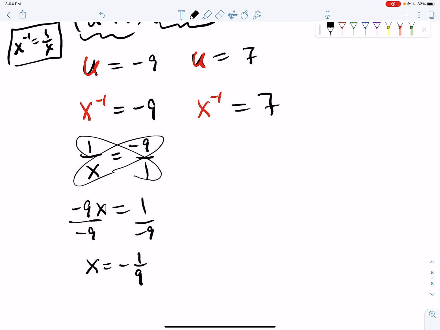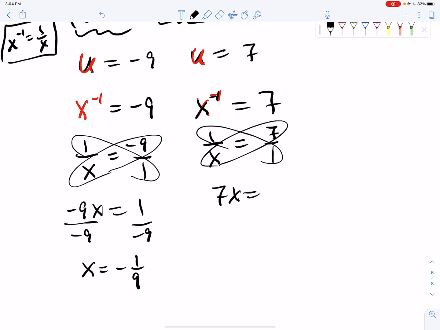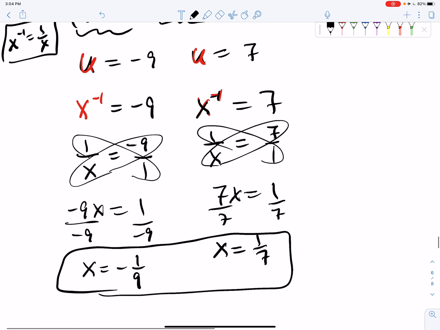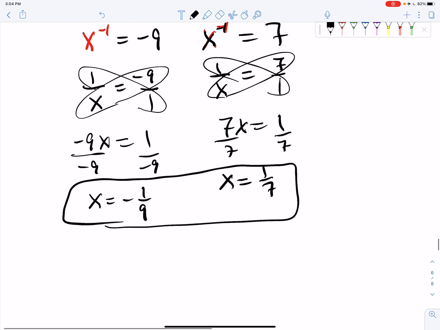Let's do it the same way both ways here. We know that x to the negative first is just 1 over x. I know 7 is 7 over 1, so I could just cross multiply, giving me 7x equals 1, divide by 7, and x equals 1/7. I didn't square both sides, so I don't really have to check, but checking if you have time is always a good idea. So I get two answers, x equals negative 1/9, x equals positive 1/7.